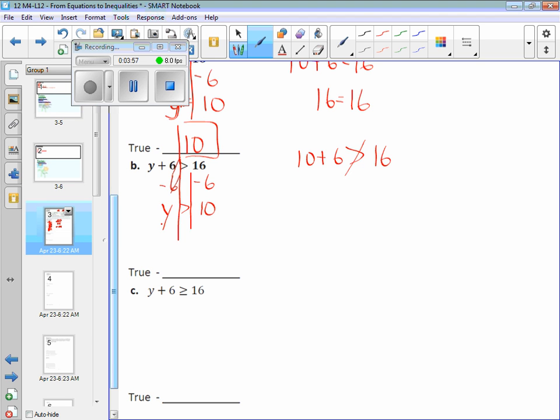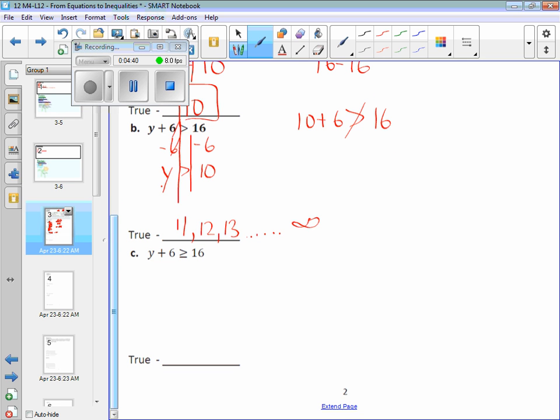Anything above 10. So would it work for 11? Would it work for 12? 13? All the way to infinity, right? The infinity symbol looks like this if you've ever seen it. It's like a sideways 8, a figure 8 sideways. So any value that's greater than 10 will make that inequality true. What about 9? Would 9 make it true? No. What about 10? About 11? About 16? What about 10.00000001? Okay, very good. So you get the concept.